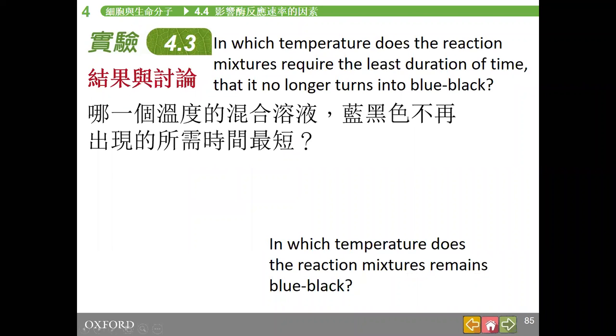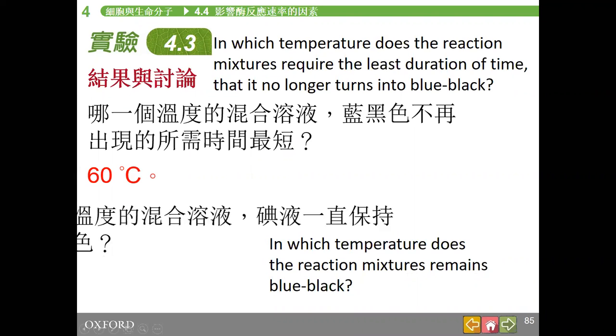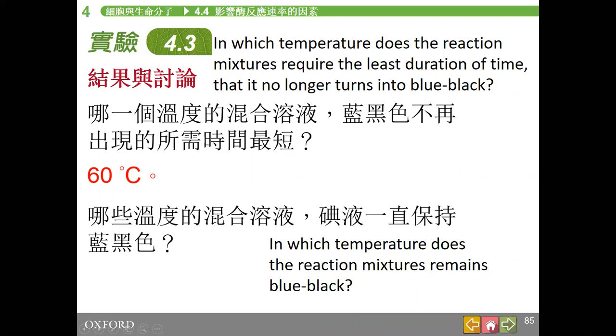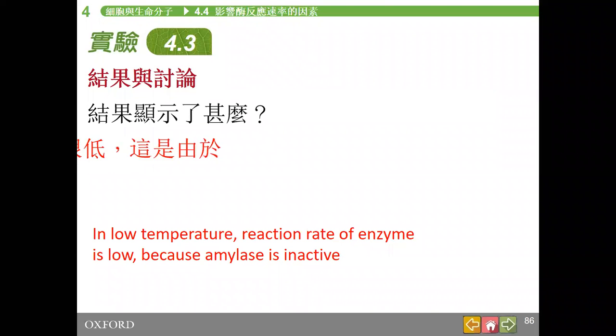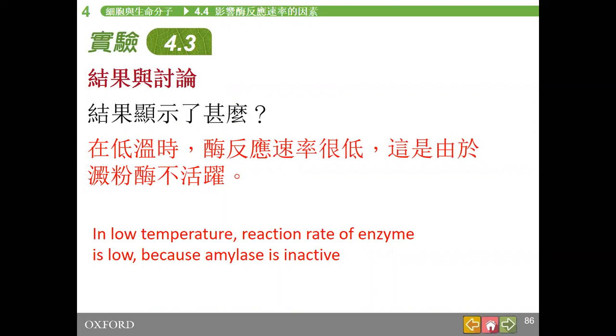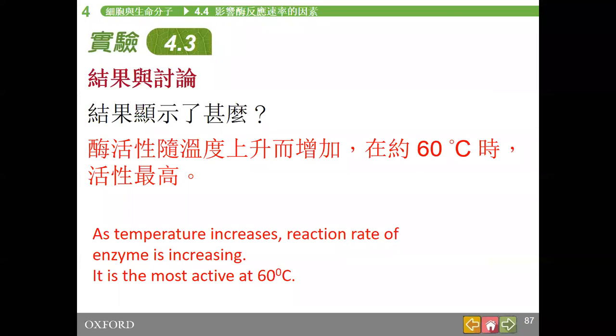So for the results and discussion, 60 degrees Celsius requires the least amount of time so that it no longer turns into blue-black. And for 0 and 100 degrees Celsius, the mixture remains blue-black. It means that in low temperature, the reaction rate of enzyme is low. The enzyme is not active.